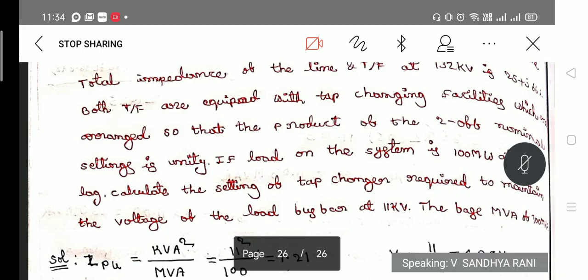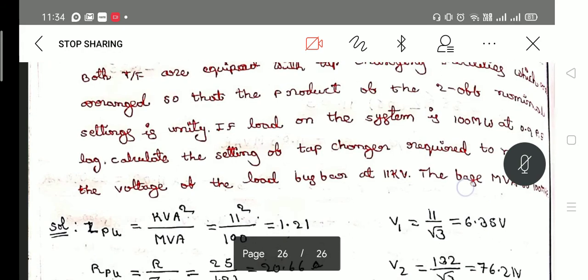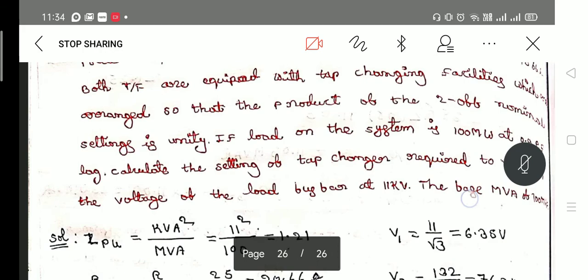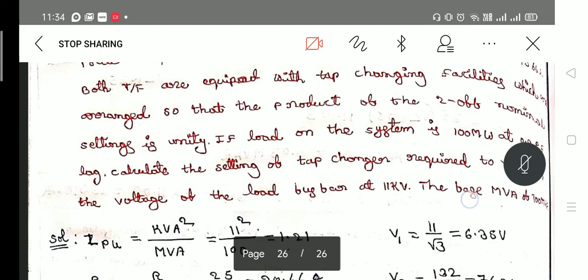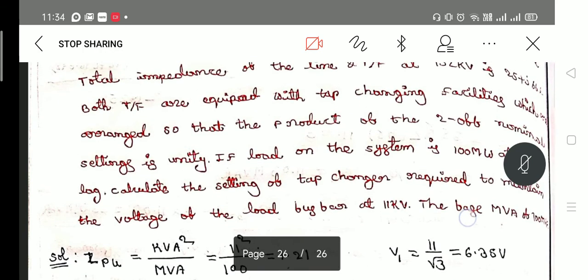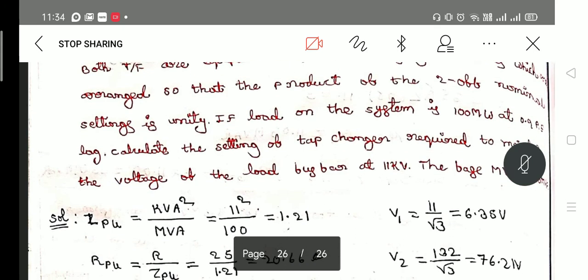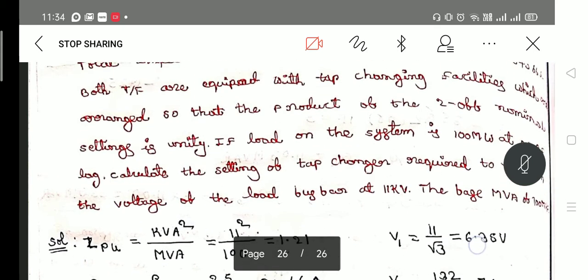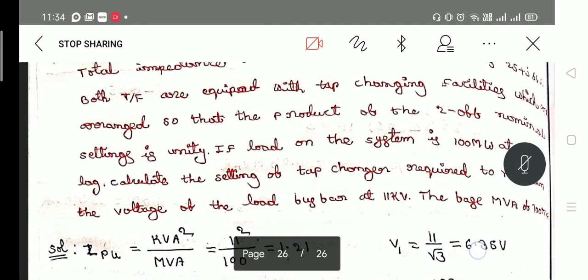If the load on the system is 100 megawatts at 0.9 power factor lagging, calculate the settings of the tap changer required to maintain the voltage at the load bus bar at 11 kV. The base MVA is 100 MVA.